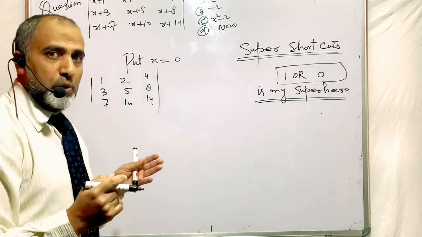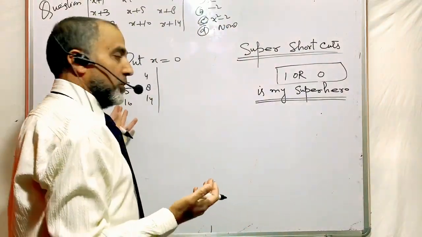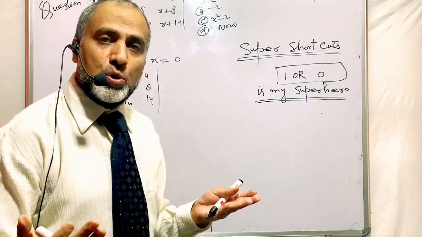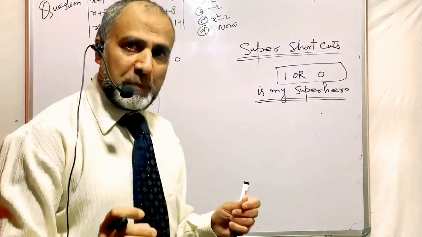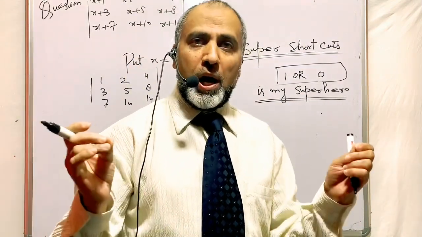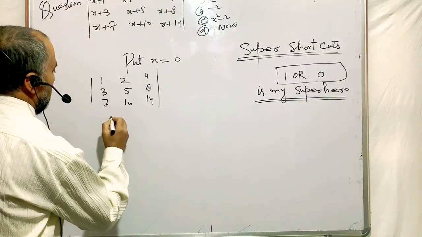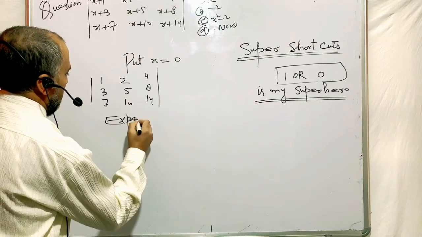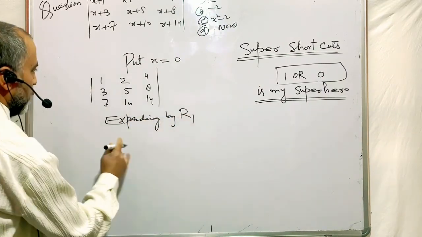What have we done? We have given the value of x equal to 0 in the determinant. The determinant has been reduced to a simple determinant of 3 by 3 order, isn't it? We can expand this determinant with the help of any row or any column, and it is very easy. Expand it with the help of R1, that is row first.